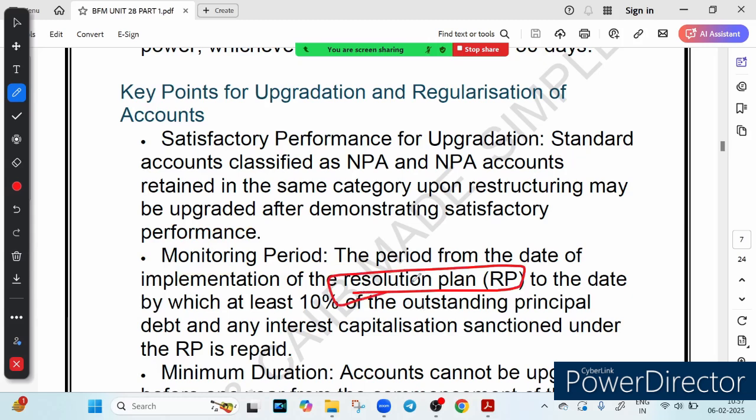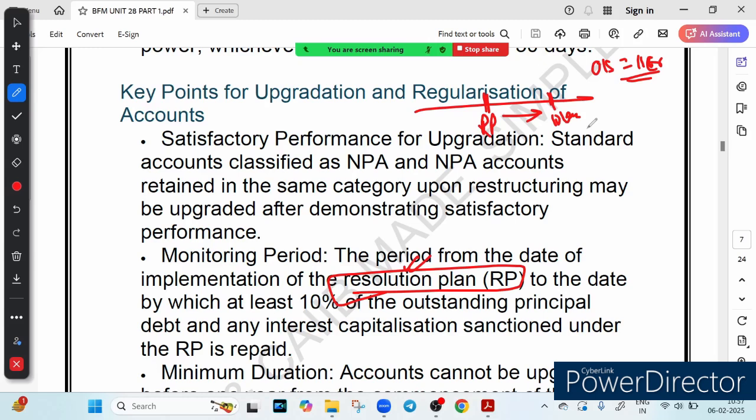Here is the timeline. The bank keeps track from the resolution plan implementation until 10% of the outstanding debt is paid off. Suppose the resolution plan starts from here, the bank keeps track of the loan from when the resolution plan was implemented until 10% of the outstanding limit. Suppose the outstanding limit was 1 crore, what is 10% of 1 crore? 10 lakh. Till the point that 10 lakh has been paid off, right? Until 10% of the outstanding debt is paid off.